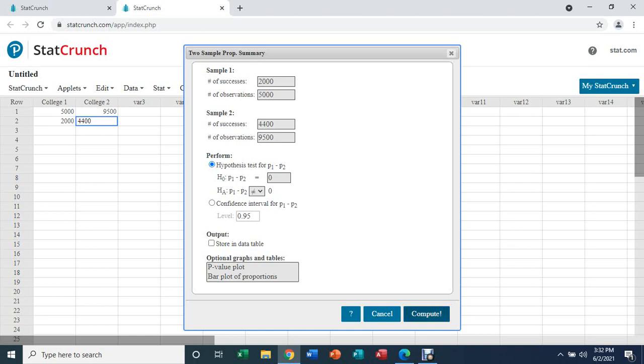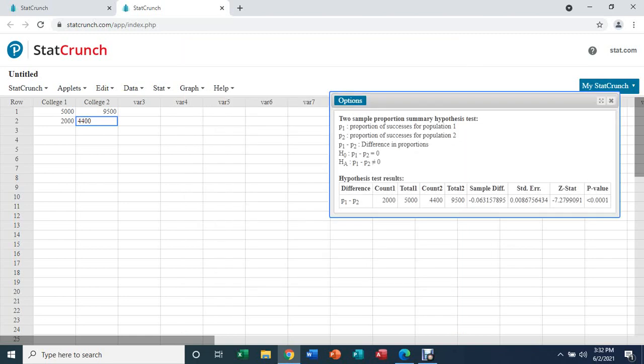So let's compute. Here my z-stat is negative 7.28 and the p-value is 0. So my p-value is smaller than alpha. So I'm going to reject the null and conclude there is a significant difference in the proportion of females between college 1 and college 2.